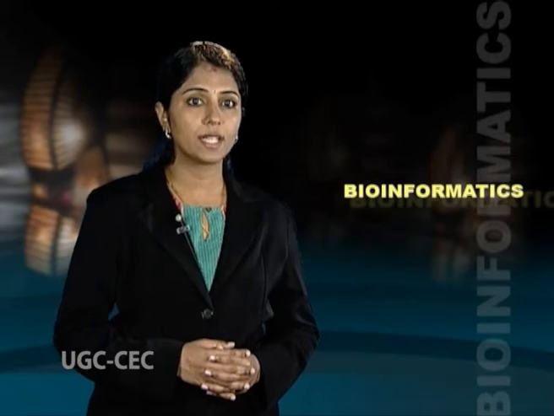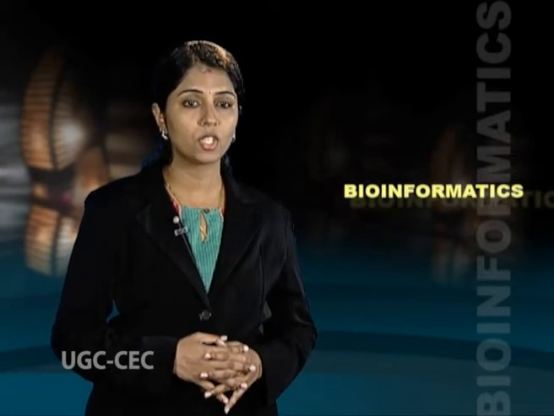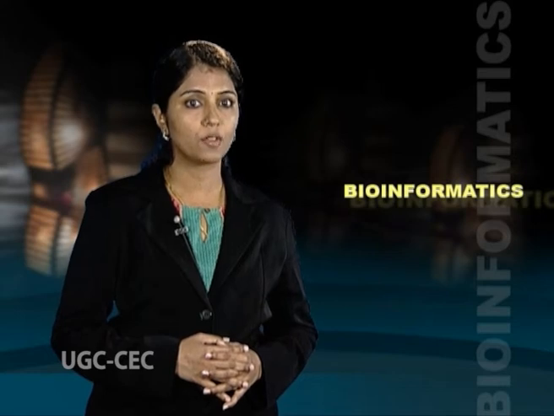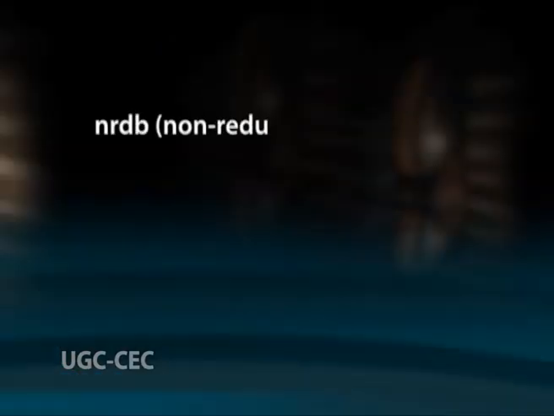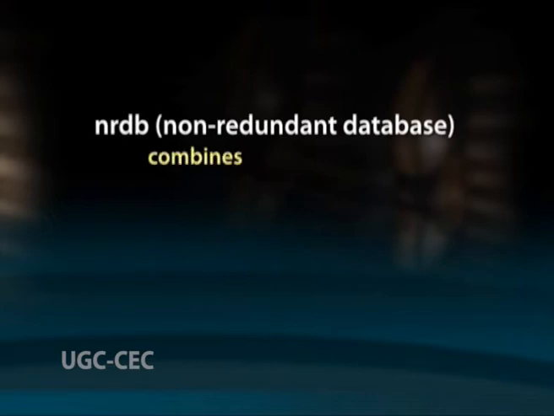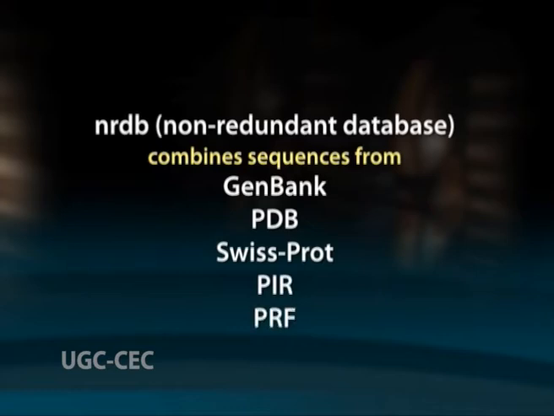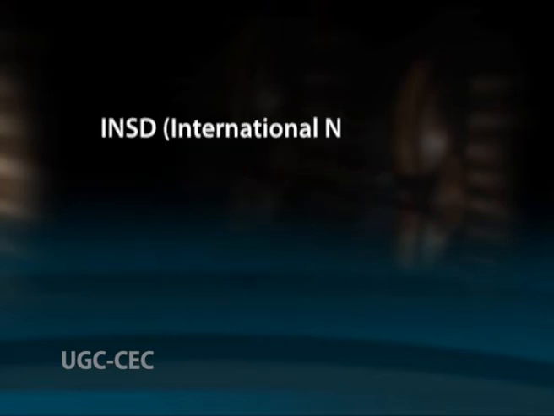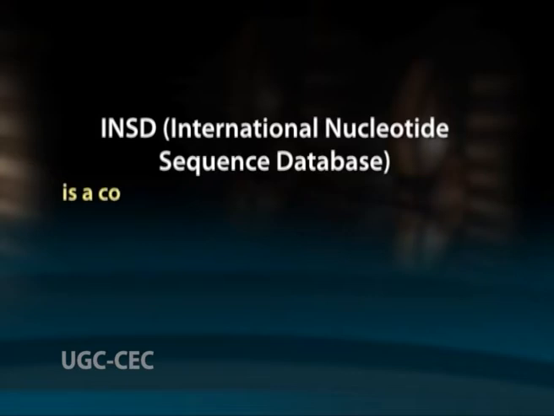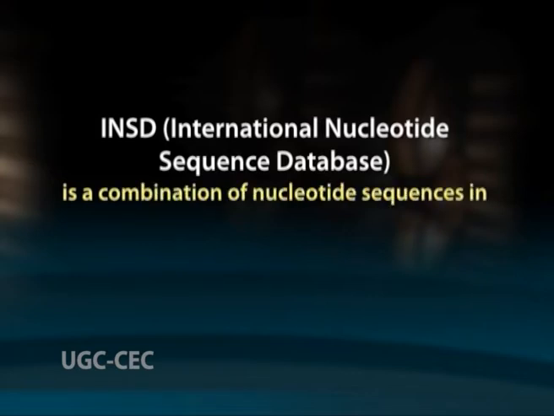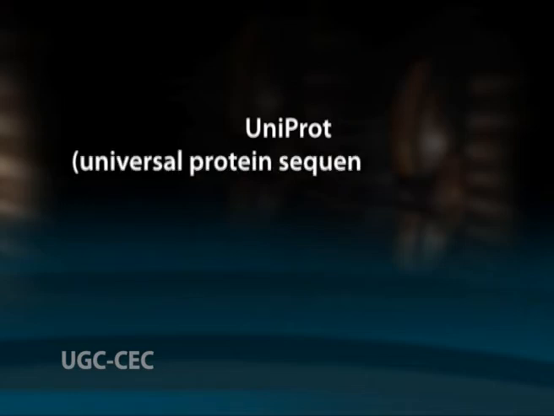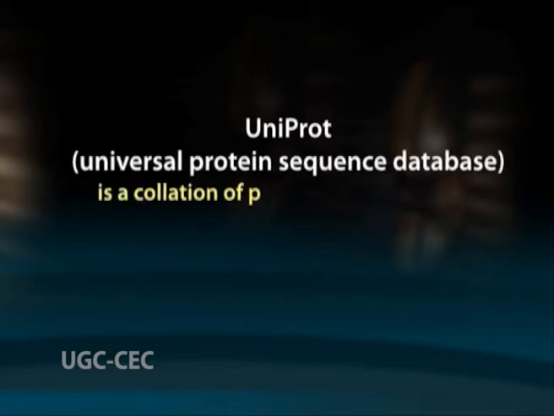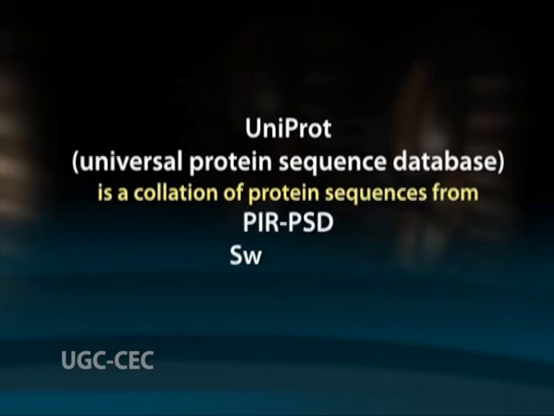A composite database contains a variety of primary database sources which can avoid the need for multiple resources. For example, NRDB or non-redundant database combines sequences from GenBank, Protein Data Bank, SwissProt, PIR and PRF. INSD or International Nucleotide Sequence Database is a combination of nucleotide sequences in EMBL, GenBank and DDBJ. UniProt or Universal Protein Sequence Database is a collation of protein sequences from PIR-PSD, SwissProt and TrEMBL.